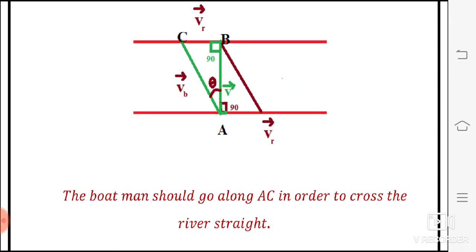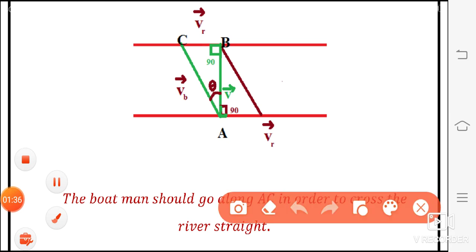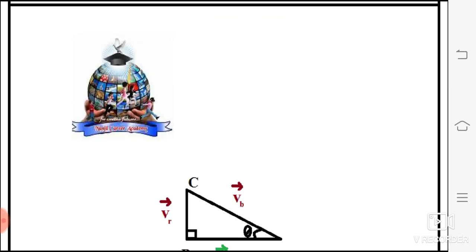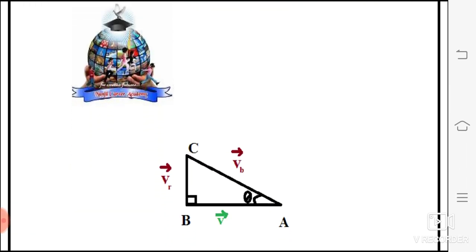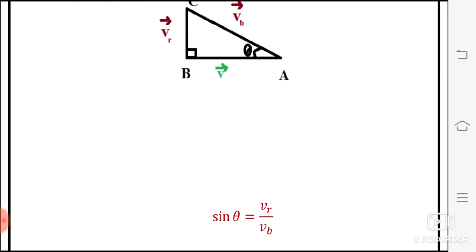Extracting the right angle triangle from this diagram, we can get a right angle triangle like this. AB is the V vector, which is the resultant velocity, AC is the velocity of the boat, BC is the velocity of the river. From this we can find sin theta is equal to opposite side divided by hypotenuse, so VR divided by VB.